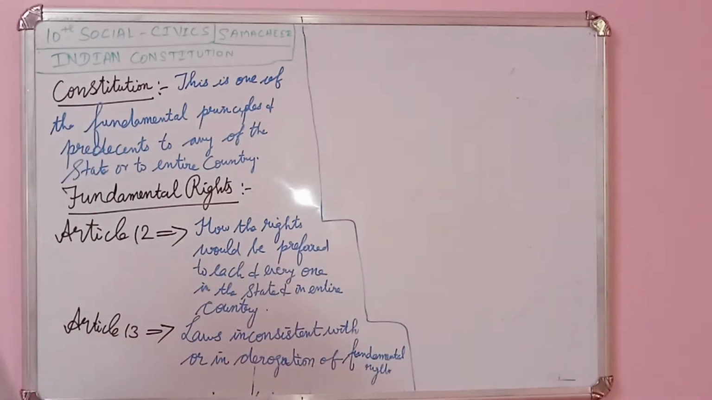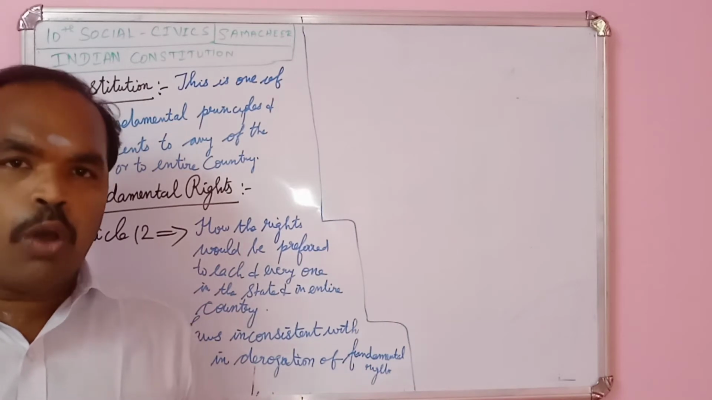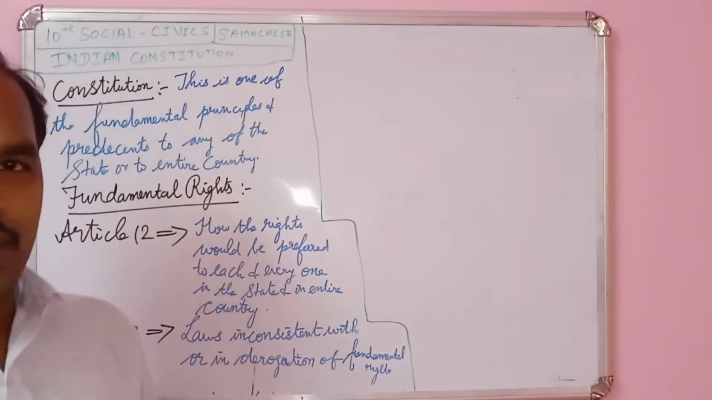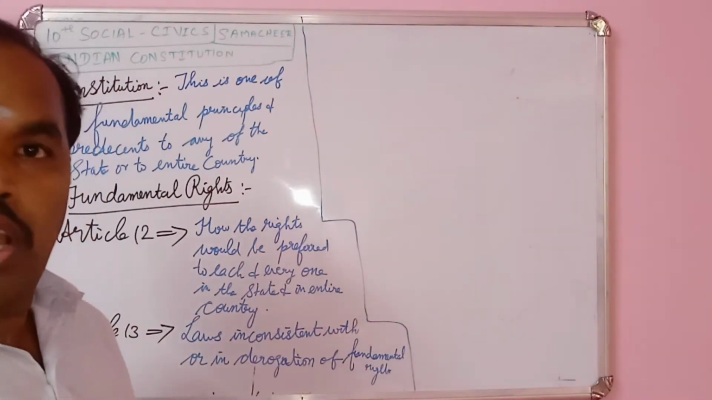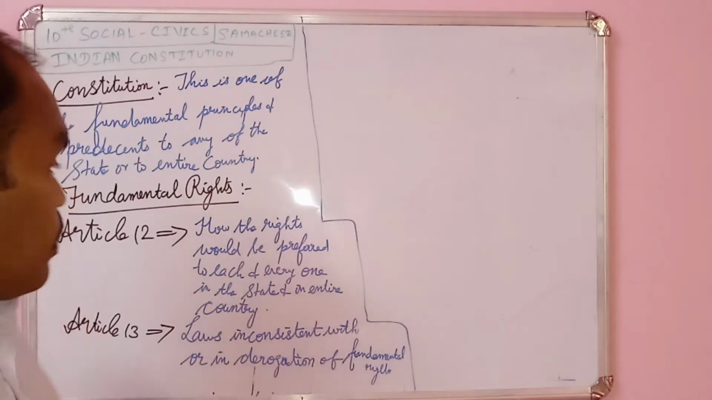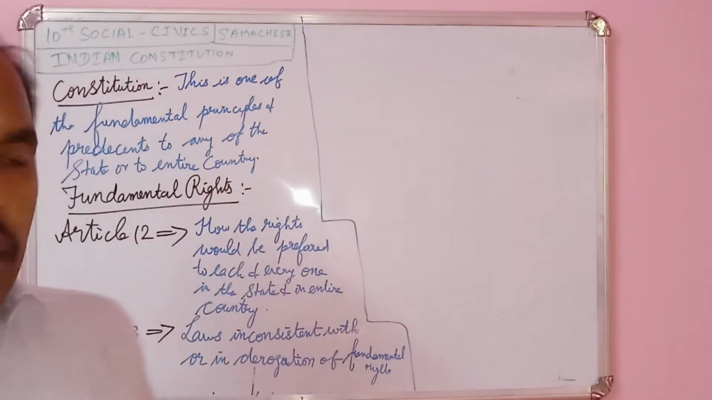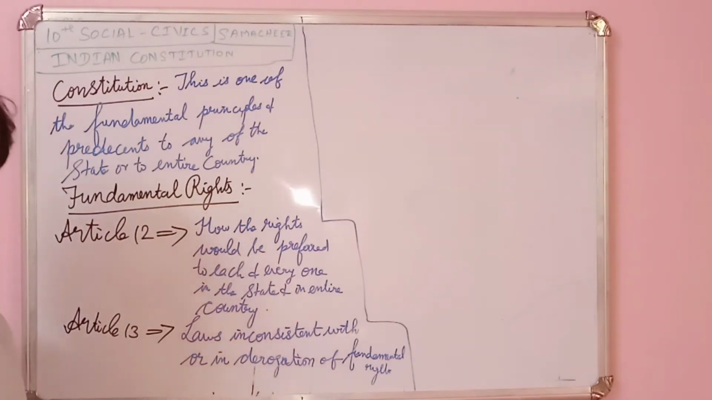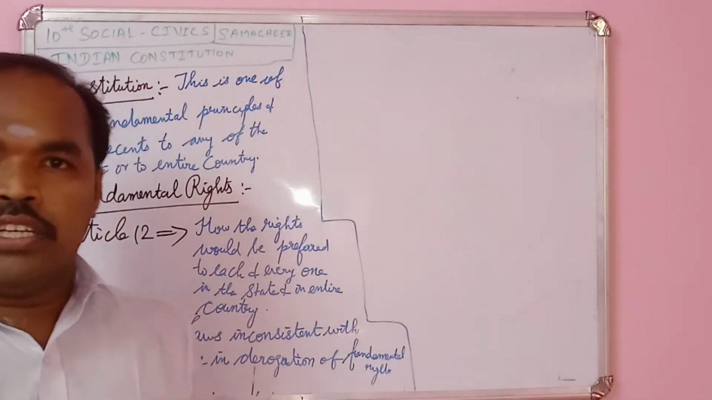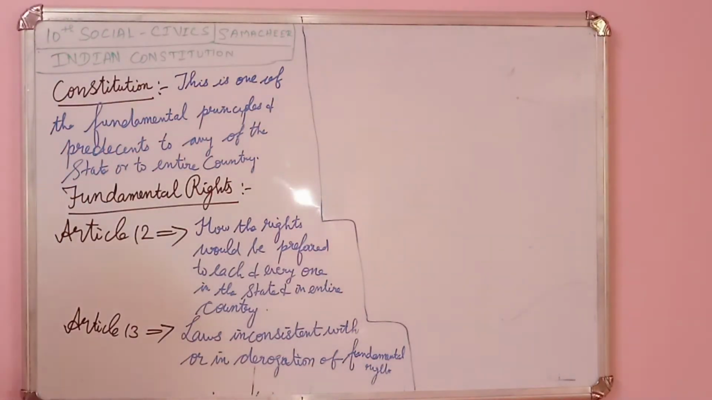Mainly, Article 12 is about how the fundamental rights are associated with each and every person and how they would be preferred for everyone. This Article 12 is meant for a definition purpose. Article 13 is laws inconsistent with or in derogation of certain fundamental rights. So this is about Article 13.